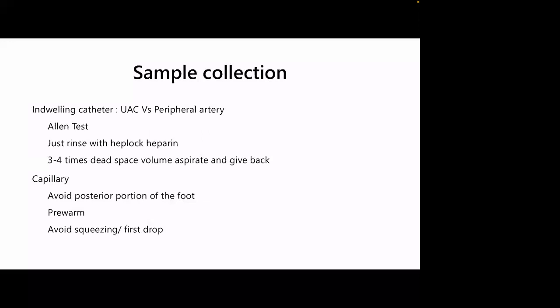If we are taking the sample from an indwelling catheter, the indwelling catheter can be in the umbilical artery or in the peripheral artery. If you are planning to put a peripheral arterial line or prick a peripheral artery, we have to make sure that the distal limb is sufficiently getting blood supply through another route. So Allen test should be performed in the hand.